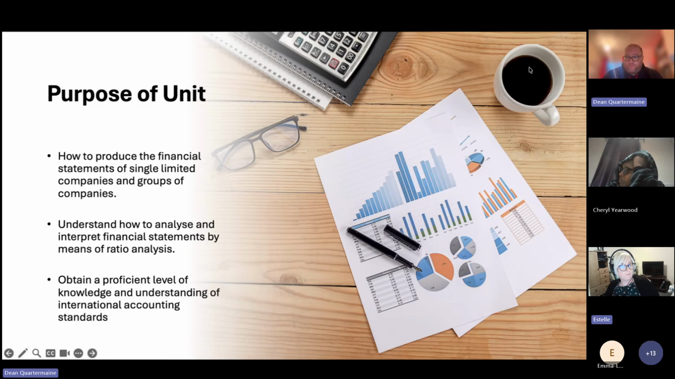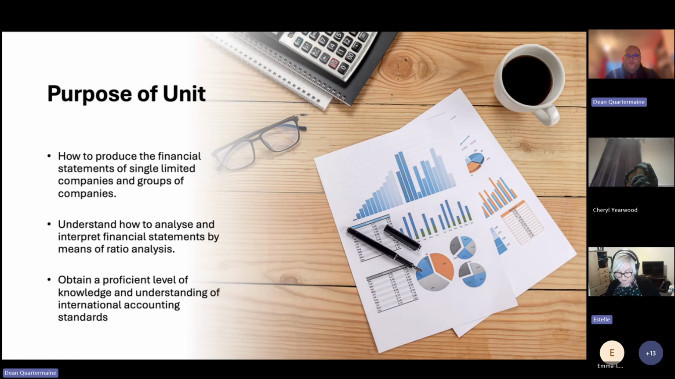And then the third key area of the unit is to obtain a proficient level of knowledge and understanding of these things known as international accounting standards. That's something that lots of students struggle with because it's quite theoretical, and there's quite a lot of accounting standards. So it's something that generally people can struggle with. But hopefully I'll be able to talk you through some of that over the course of a number of sessions we're going to do in this area.